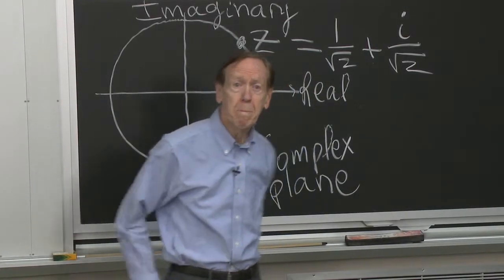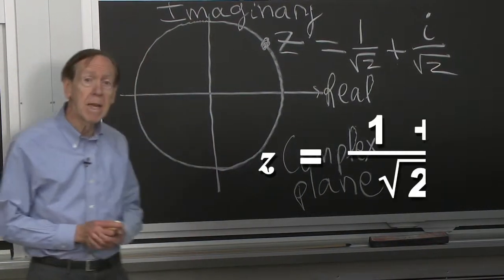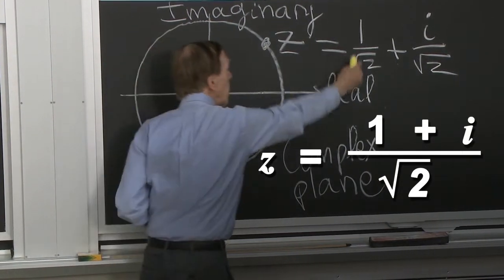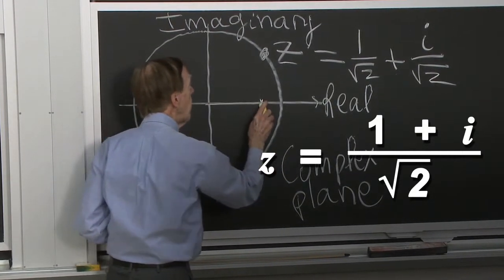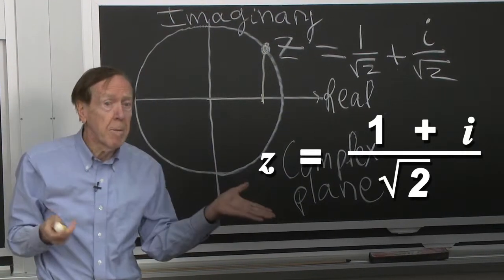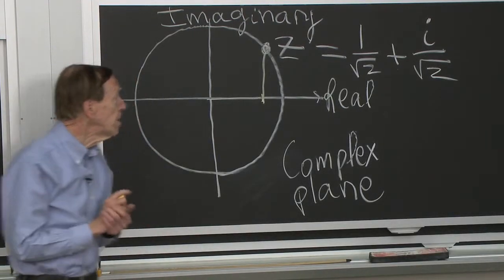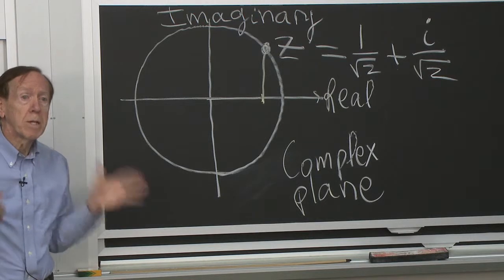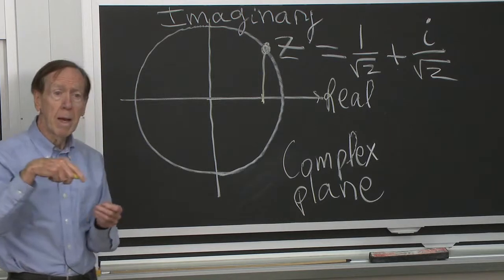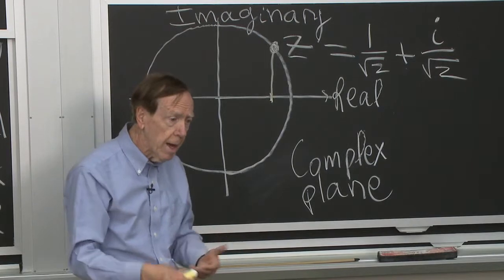Okay, let me pick up by drawing this complex plane again, and that point z, the particular point that goes along the real distance, 1 over square root of 2, up the imaginary distance, and produces that number z. So that's a typical point in the complex plane. I'll draw other points too. What do I want to do with these complex numbers? I want to be able to add them, and I want to be able to multiply them. So that's our first job: how do I add complex numbers?